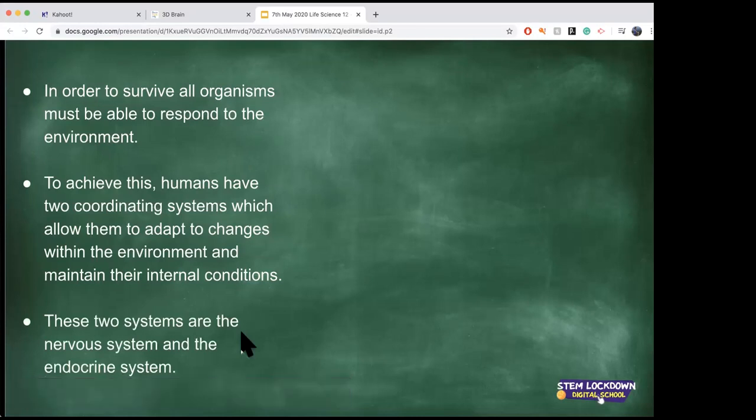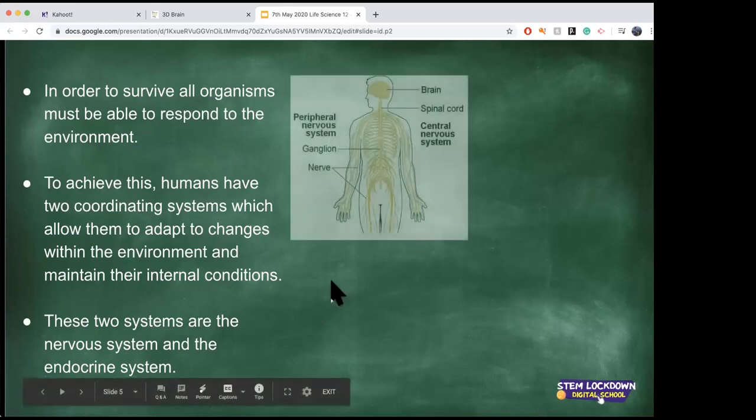We are first going to focus on the nervous system, and then towards the end of next week, we will learn a little bit more about the endocrine system. For the nervous system, we'll focus on the central nervous system, the peripheral nervous system, and nerves. And for the endocrine system, we will learn a little bit more about hormones and the glands that secrete them.